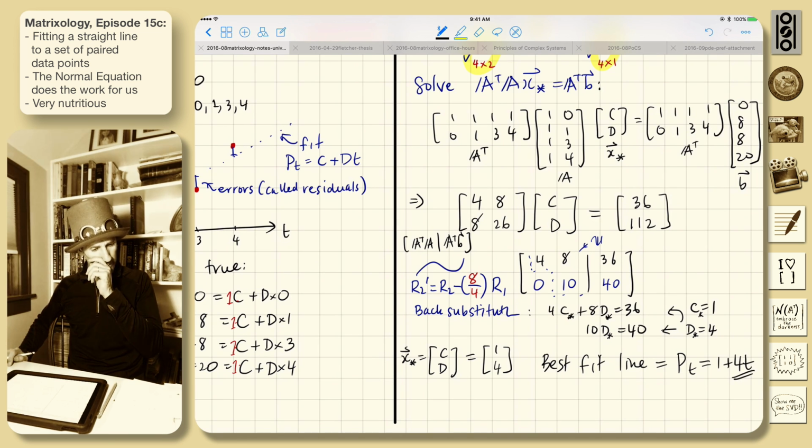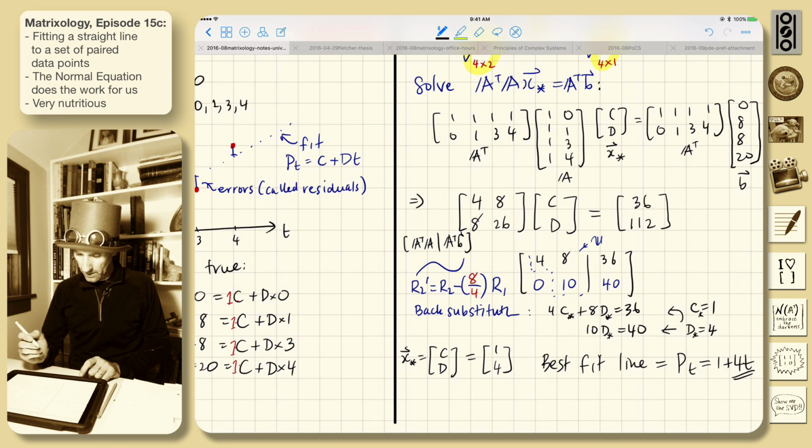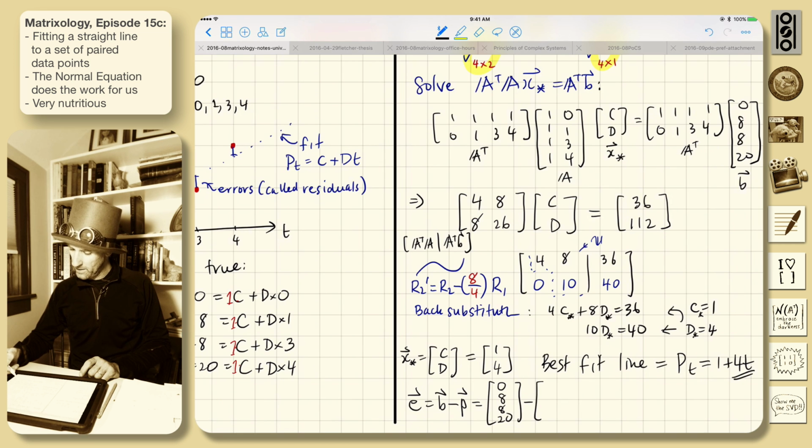And you can compute the error for this, right? So the error is equal to, as usual, b minus p. And we have to put in these estimates. So b is 0, 8, 8, 20. That's a useful thing to do. So what is p of t at the values 0, 1, 3, and 4? So you can see where it's off. There's a 1. At time 1, it is a 5. At time 3, it's a 13. And at time 4, it's 17.